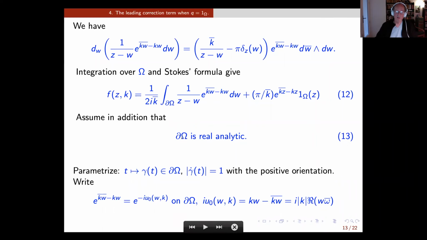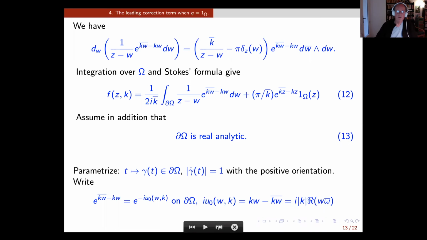So at least in our first work, we assume the boundary to be real analytic. So I will parameterize the boundary with the positive orientation. So it's written here. Actually, you don't have to look at this in too much detail. And then I recall that this is e to the power minus i u naught, where i u naught is given by this expression here.